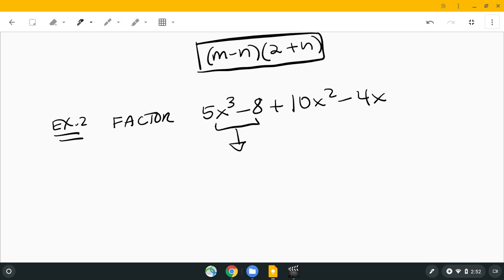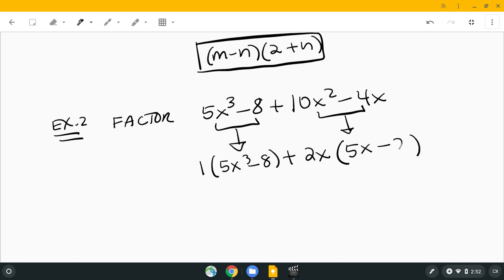Greatest common factor. They don't have anything. If they don't have anything, then just use 1 and factor out a 1. Second group. Plus sign, right? This is a plus sign. There will be a plus sign here. Here they have 2 and an x in common. So I'm going to factor out 2x. And I'll be left with 5x minus 2.